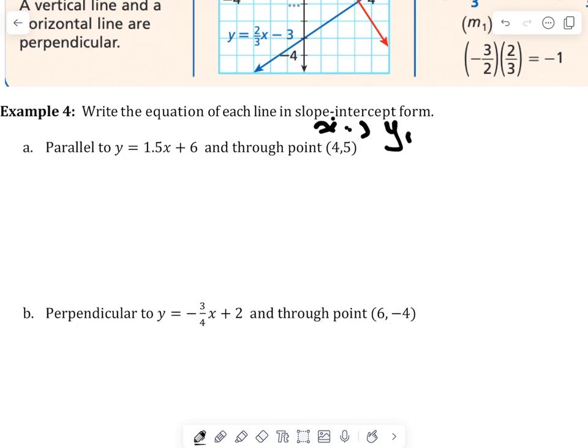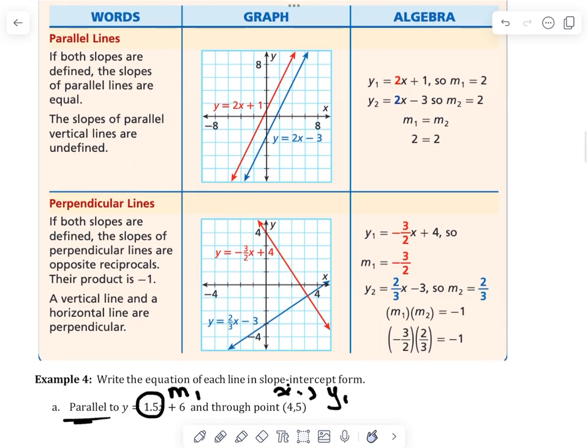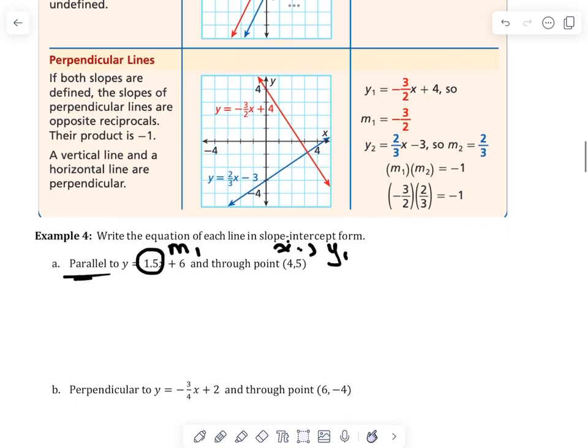All right, notice that this is our slope, so I'm going to call that M1. And we want to find a line that is parallel to it. So to be parallel, if you go back up to our chart, for lines to be parallel, they have the same slope. So if this example here had a slope of 2, that line there had a slope of 2. So our new slope M2, our second equation slope, is also going to be 1.5. And it runs through this point.